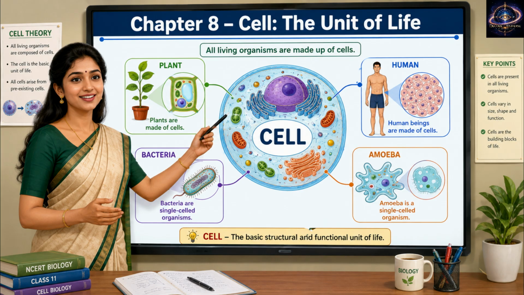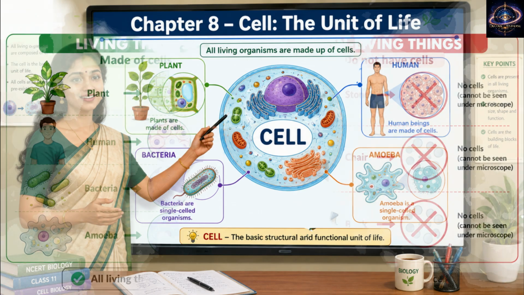Today we are going to study one of the most important chapters in Class 11 Biology, Chapter 8, Cell, the Unit of Life. Before starting, look around you. You can see plants, animals, humans, bacteria, fungi, and many other living things. They all look different. But inside, all living organisms have one common basic unit. That is the cell. So today, our main question is, what makes something living?